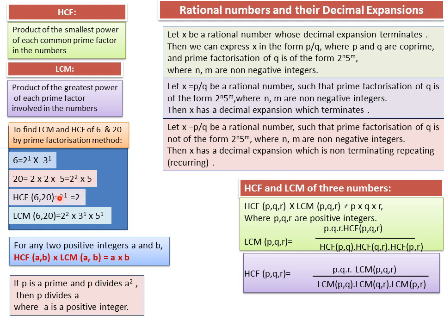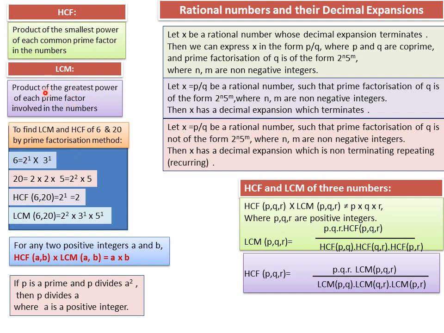So what is common here? The only common prime number between these two numbers is 2, but we have to select the lowest power. The lowest power is 2 to power 1. So 2 to power 1, that is equal to 2, is the HCF of 6 and 20. That is what it means: the product of the smallest power of each common prime factor in the numbers.